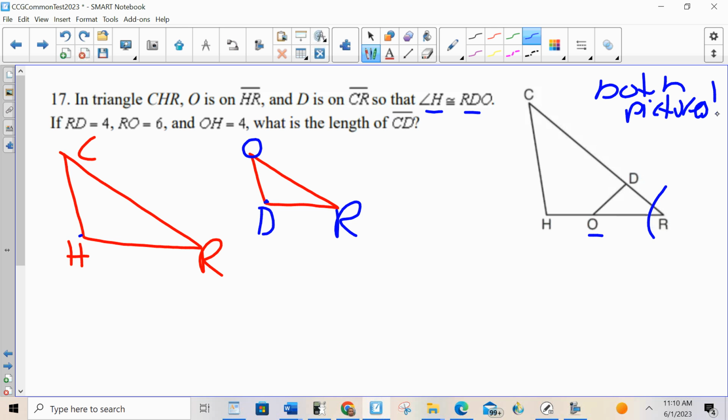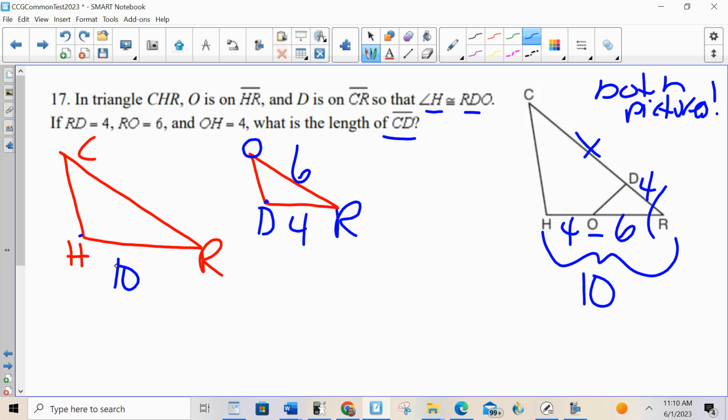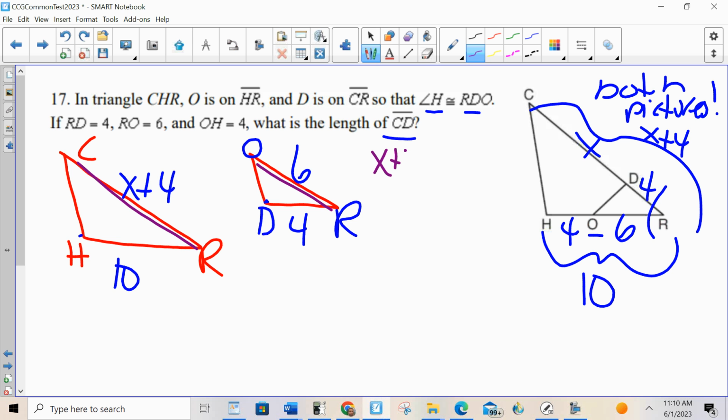RD is 4, RO is 6, OH is 4. I don't see CD in the big triangle; CD is X. Since I labeled my big triangle though, I know that HR must be 10, and I know that CR must be X plus 4. Now I have my corresponding sides. I create a proportion: X plus 4 over 6 equals 10 over 4.